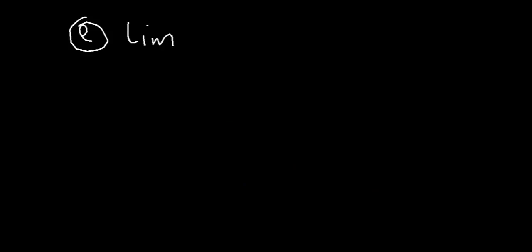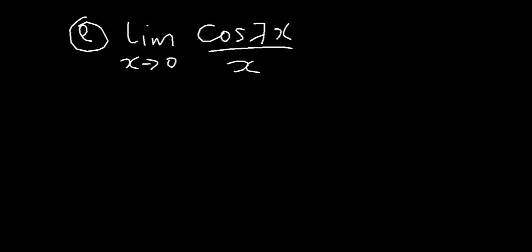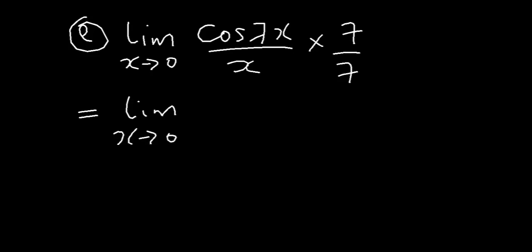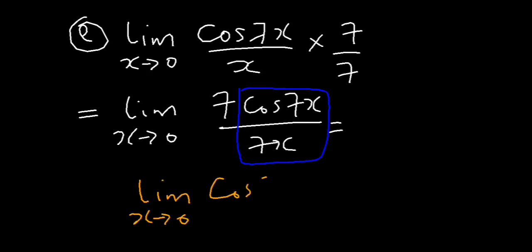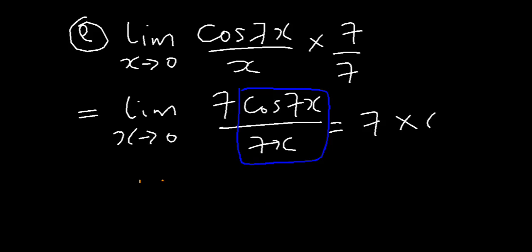For the limit of cos 7x over x when x tends to 0. We have a factor of 7 in the numerator, so let's multiply by 7 over 7. So this will be the limit when x tends to 0 of 7 cos 7x over 7x. And cos 7x over 7x is equal to 0, because the limit when x tends to 0 of cos x over x is equal to 0. Therefore, this will equal 7 times 0, which equals 0.